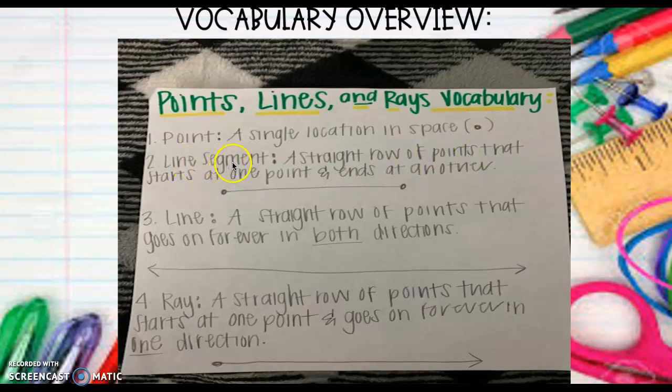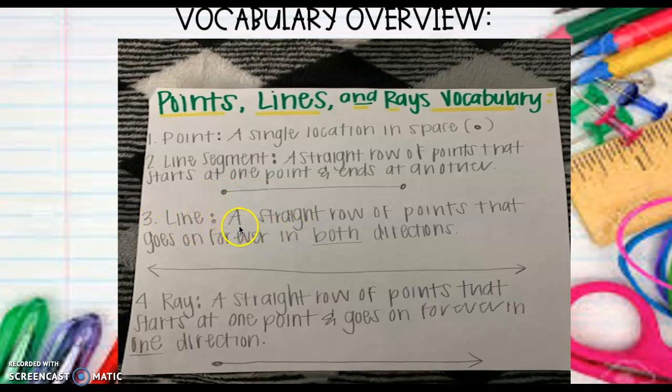Then you have something called a line segment that is not to be confused with a line. They're two different things. So first we're going to go over line segment. A line segment is a straight row of points that starts at one point and ends at another. So this is a line segment. It has a point here and a point here, and it goes straight in between, but it doesn't go any further than this point and it doesn't go any further than this point, okay?